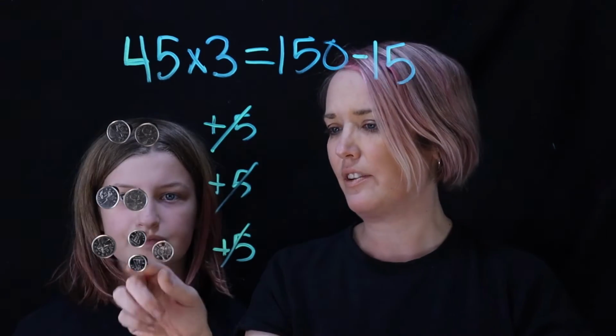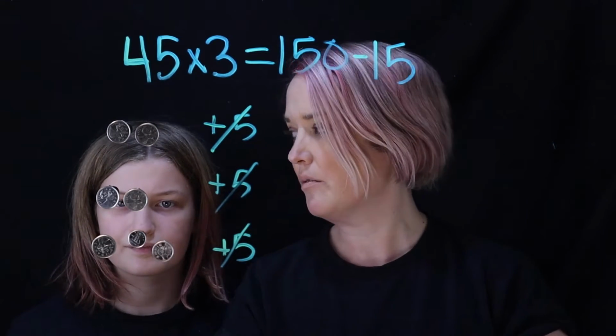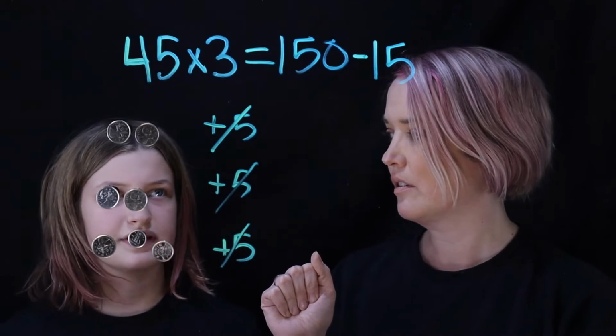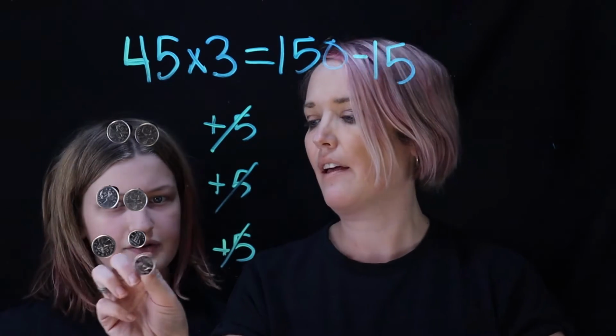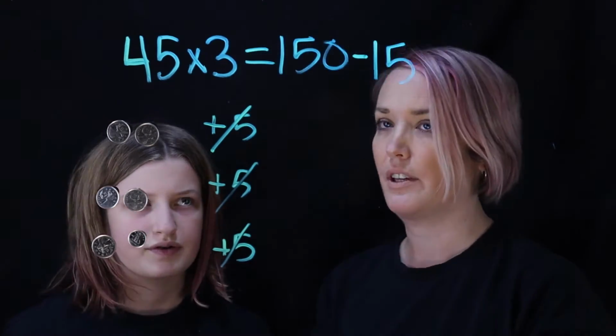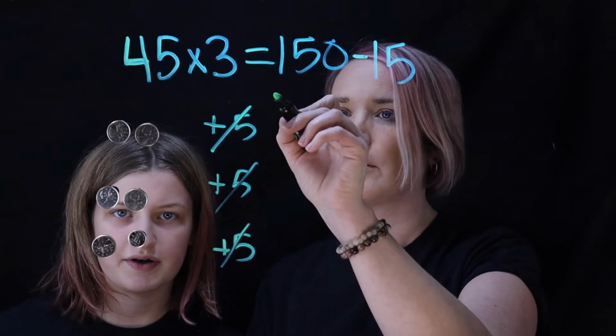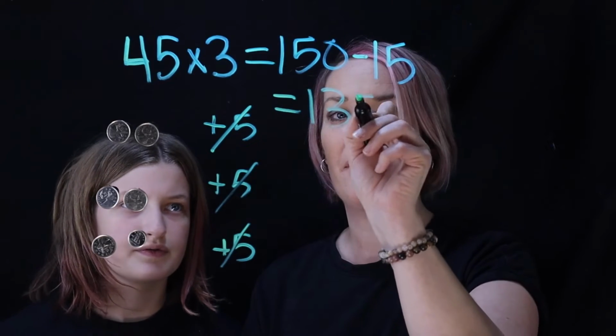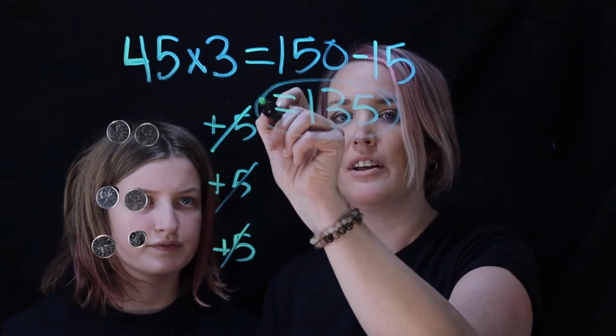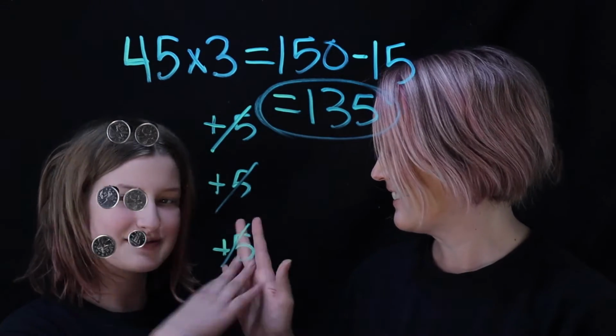So $1.50 minus 10 would give you what? Minus 10 would give you 40. Okay. $1.40. And then minus 5 more cents, which would give you $1.35. Yeah, so 135 is the final answer. That was a great idea, Anna. Thanks. Bye, everyone.